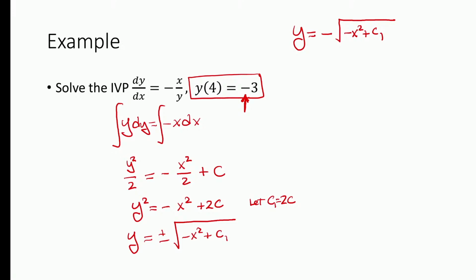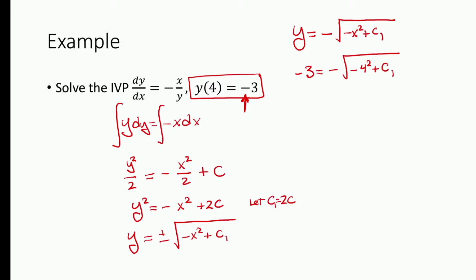Okay, so we've got that negative 3. So we're going to say negative 3 is equal to the negative of the square root of negative 4 squared plus c1. I'll give you a minute. See if you can solve that for c1. I'll bet you can. It's not hard. Andrew, what did you get for c1?